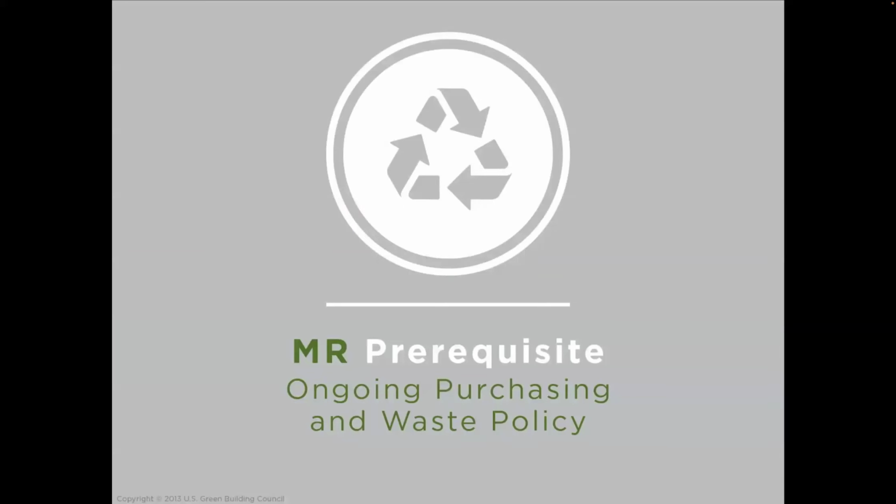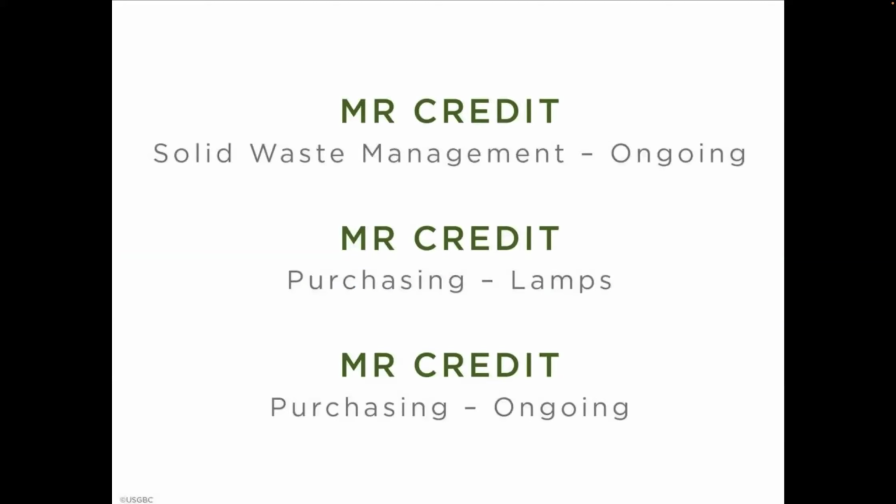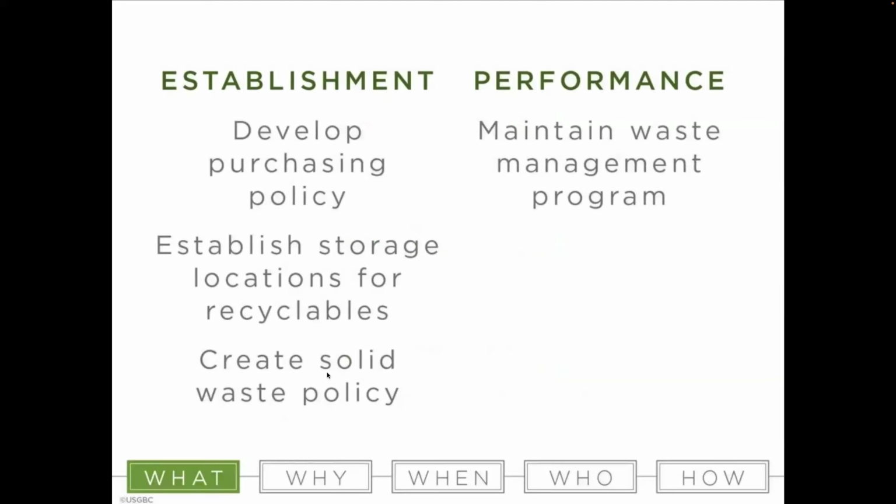All right, so ongoing waste and purchase policy again. If you want to go for these credits, your policy will determine how you meet them. Because it talks about, basically, what are we doing with solid waste? What are we doing about when we purchase lamps? What are we doing when we purchase other products as well? So you develop a purchasing policy. Again, you go and assess all the different things that you purchase, and what you currently do.